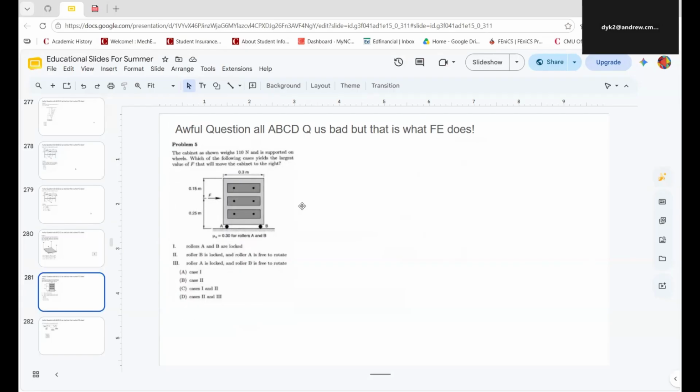All right, a cabinet is shown weighing 110 newtons and is supported by wheels. Which of the following cases yields the largest value of F that will move the cabinet to the right? Let me think about this. Okay, so this is doing something called rolling, right?